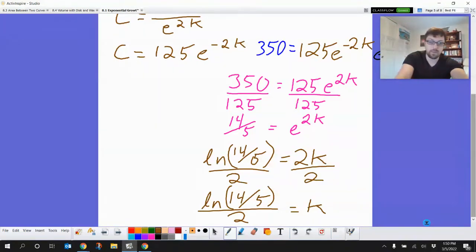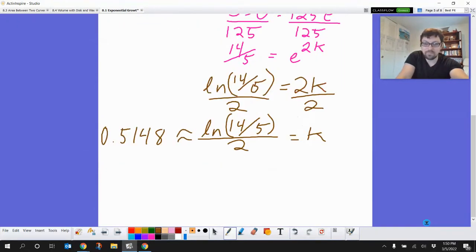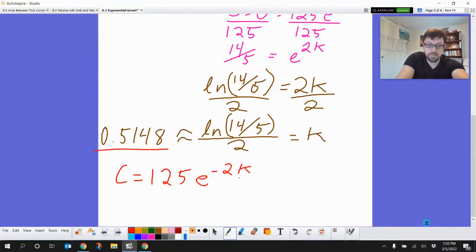If we type this into our calculator, just so we can get an approximation, it'll be easier to find our C value. We get 0.5148. I don't waste video time typing things into calculators. But let's figure out what our C value is, because now we know what K is. I bet we can find C. So we had found earlier that C equals, just so I don't have to scroll up, I'm copying, 125 e to the negative 2k. So we can just plug this 0.5148 in for K.